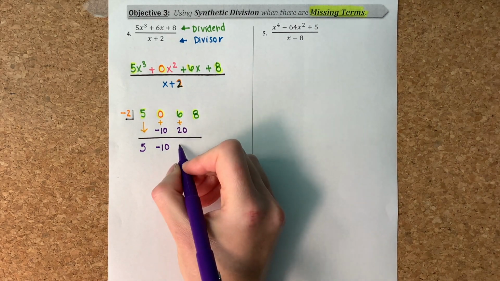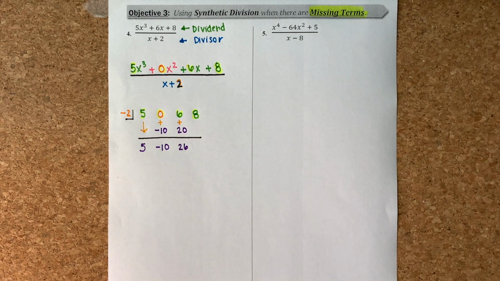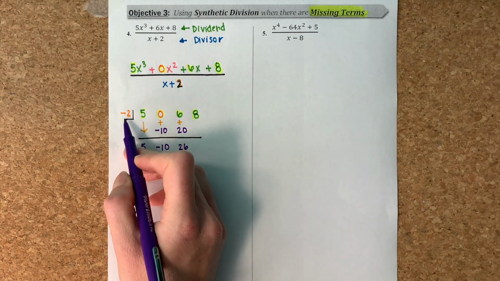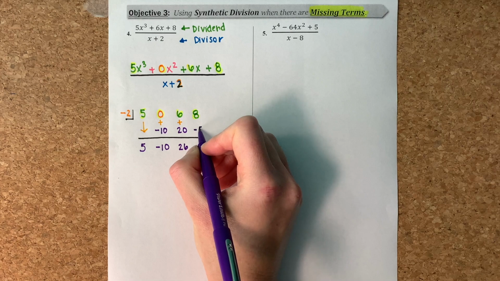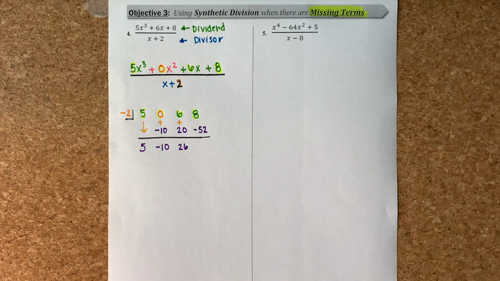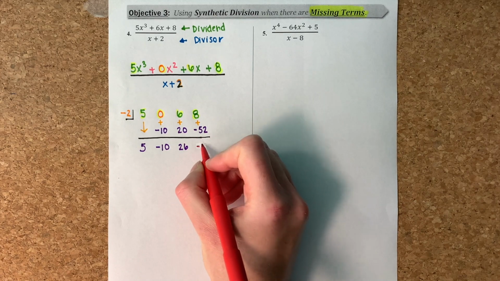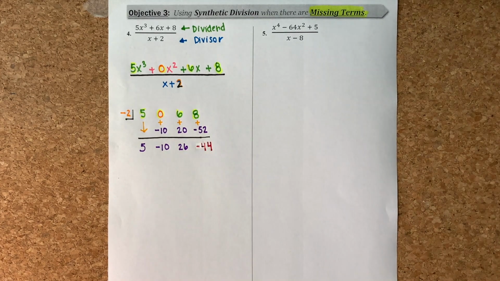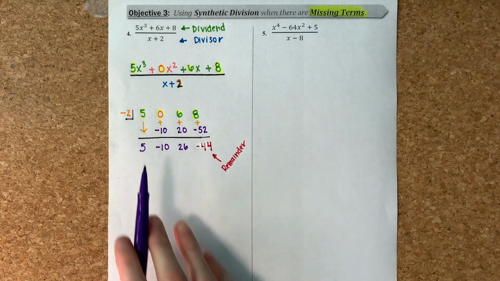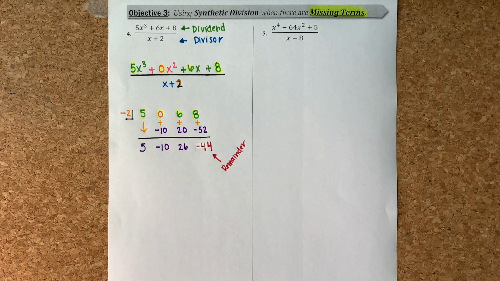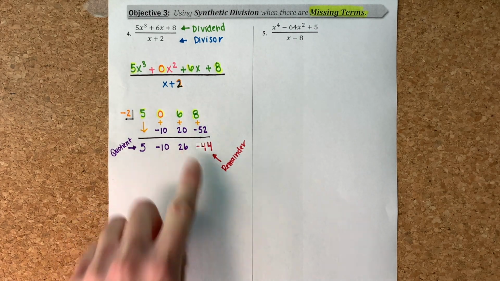6 plus 20 gives us 26, and then we multiply. 26 times negative 2 gives us negative 52, and then we add. 8 plus negative 52 gives us negative 44. And again, I'm putting this last number in red because this last number is our remainder. Now these numbers here represent the coefficients of our quotient, but we have to attach variables to our quotient.